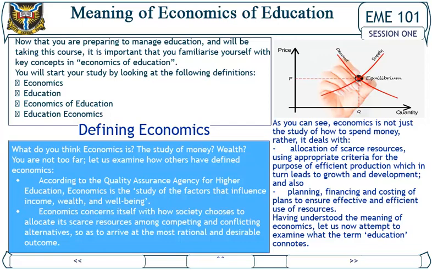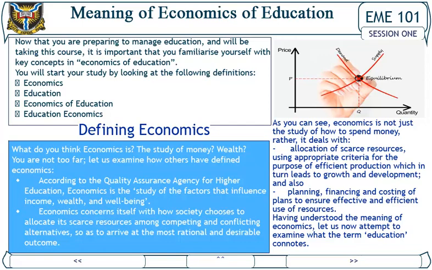The study of money, wealth? You are not too far. Let us examine how others have defined economics. According to the Quality Assurance Agency for Higher Education, economics is the study of the factors that influence income, wealth, and well-being. Economics concerns itself with how society chooses to allocate its scarce resources among competing and conflicting alternatives so as to arrive at the most rational and desirable outcome.